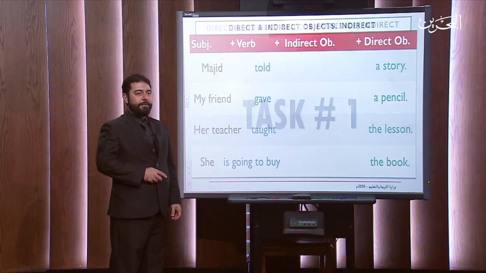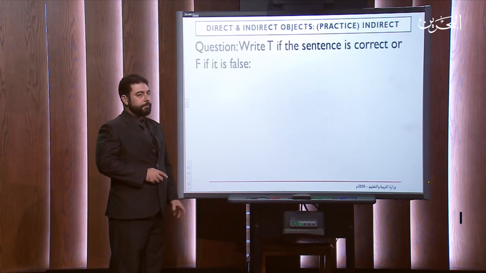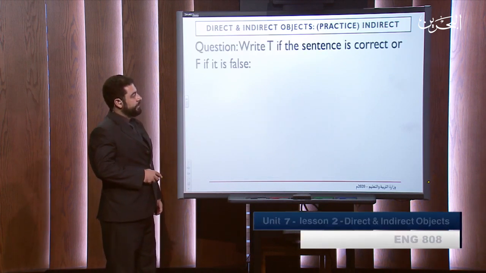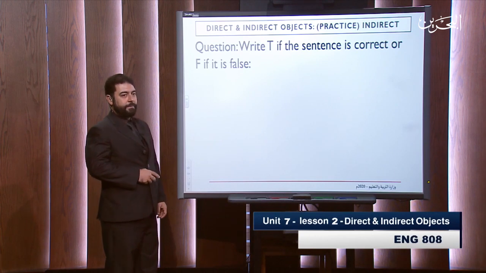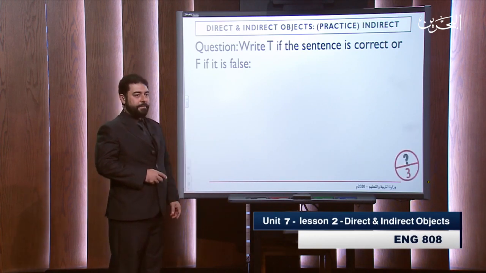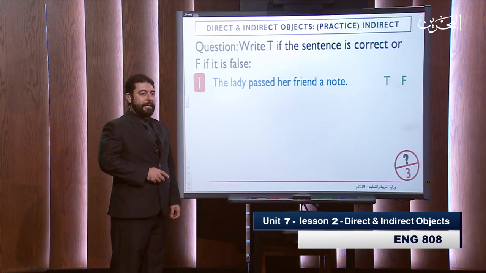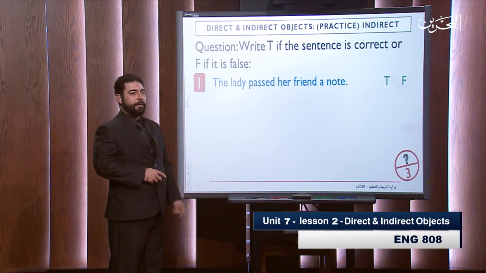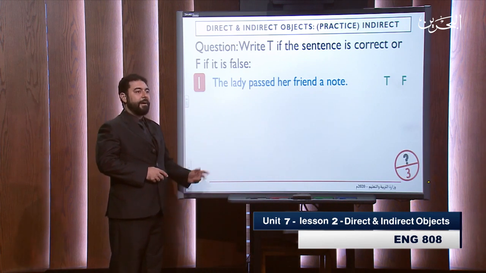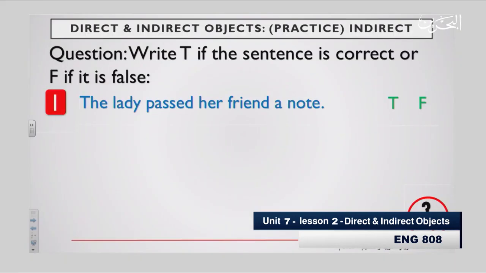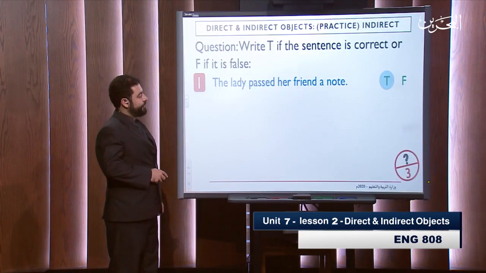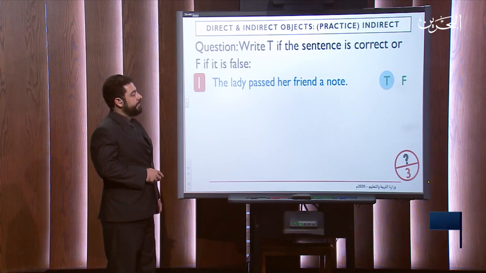All right, let's have a quick task. Write T if the sentence is correct or F if it's false. And I have a mark of 3. Number 1, the lady passed her friend a note. If this sentence is correct, circle T. If it's false, circle F. And you have 5 seconds. All right, let's check the answer. The answer is true. The lady passed her friend a note.